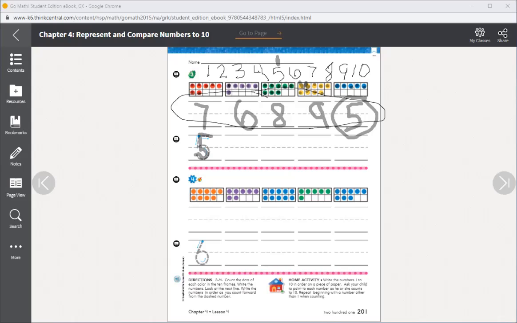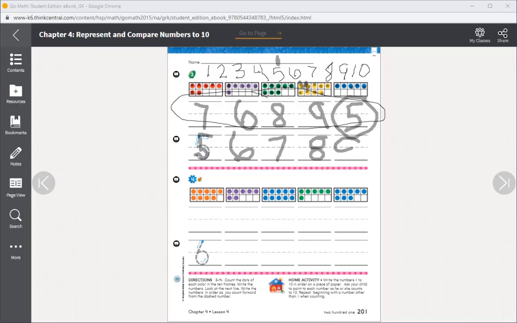So we already used this one. We already used 5. So what comes after 5? 6. What comes after 6? 7. What comes after 7? 8. What comes after 8?